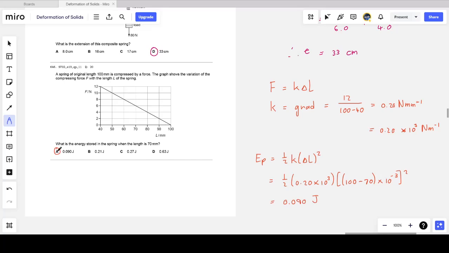I always get confused when I have to find the area under the graph to try and calculate elastic potential energy. So what I do is I use the gradient of the graph to find the spring constant, or the force constant, and then I use the force constant, a half kx squared, to find the elastic potential energy. Again, it's completely up to you, but the method should be one that you're comfortable with. And so that's option A, 0.09 joules.